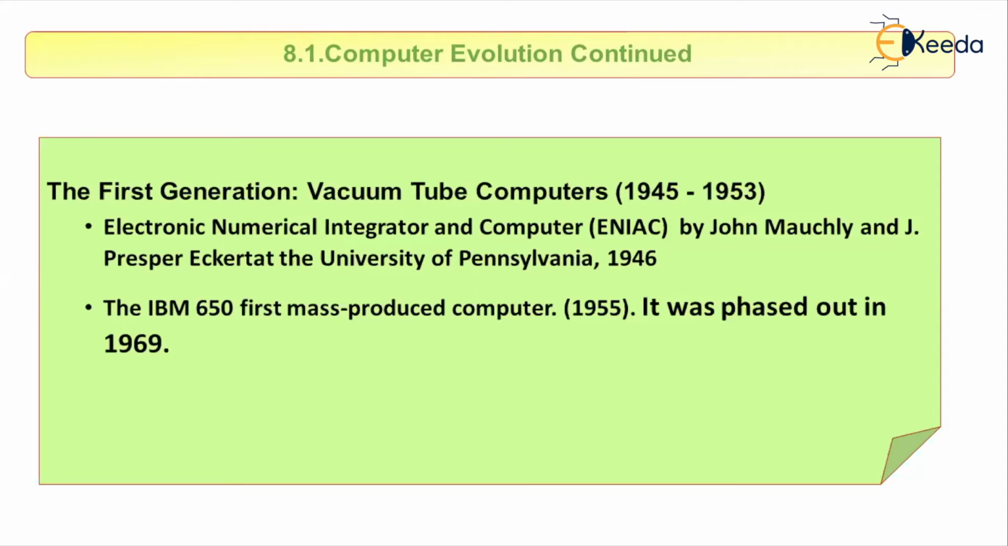IBM 650 produced the mass computer in the year 1955, but it was phased out. The mass computer was phased out in the year 1969. So IBM was the first computer manufacturing company which did mass production of these computers, but phased out their production in the year 1969.